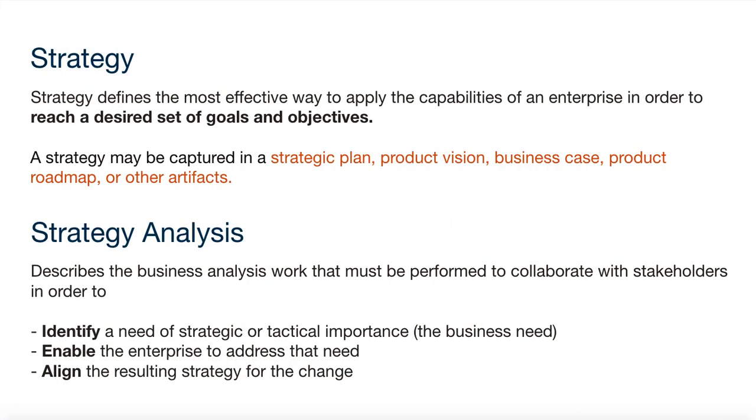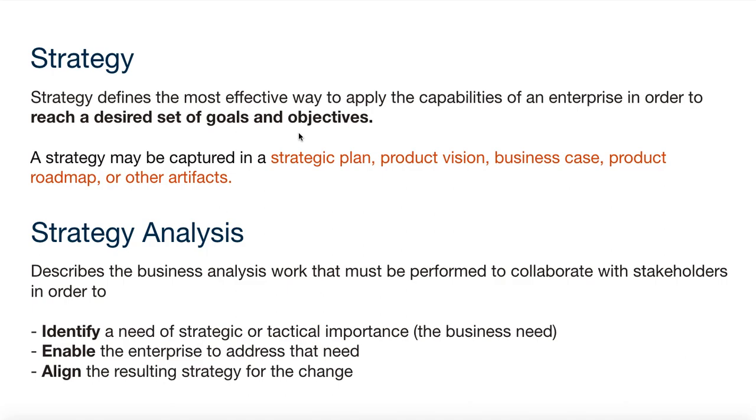So first, getting into what is a strategy. A strategy defines the most effective way to apply the capabilities of an enterprise in order to reach a desired set of goals and objectives. So we have so many capabilities within our enterprise, and the enterprise also has goals and objectives. When we define a strategy, it needs to be a very effective way to apply all the capabilities within that organization to achieve the goals and objectives it is looking for. In simple terms, that is what a strategy is.